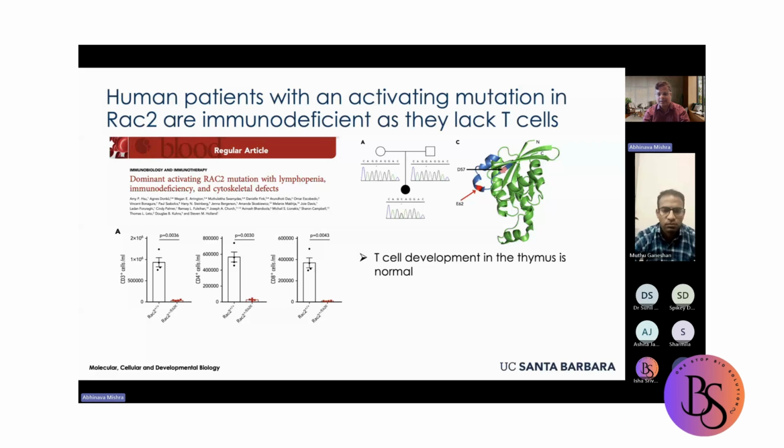the T cell development. And it was counterintuitive for them as well as for us, because RAC normally promotes the survival and activity of the T cells. So why having hyperactive RAC will lead to the loss of the T cells was the question.